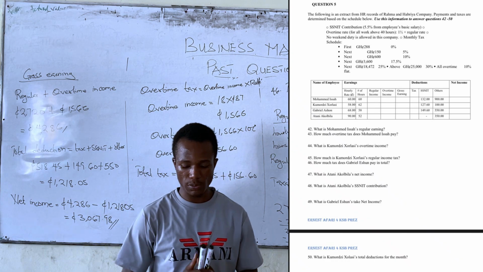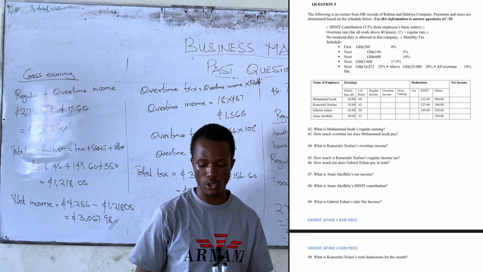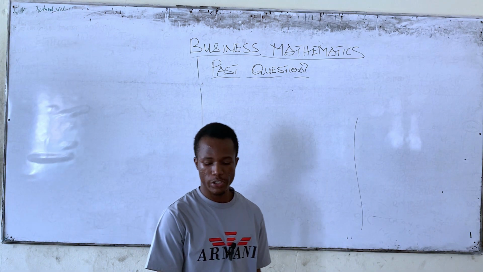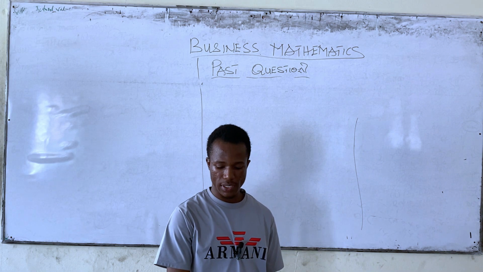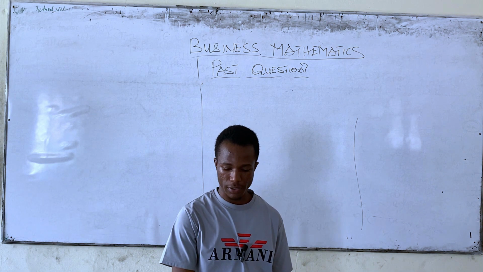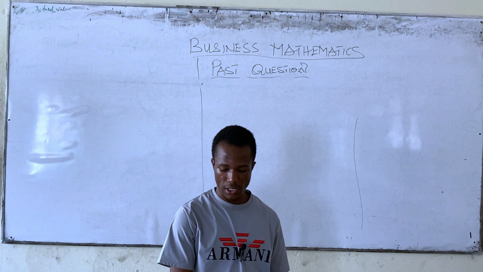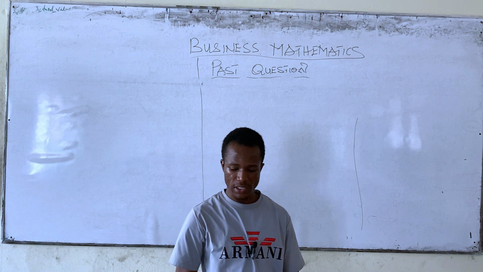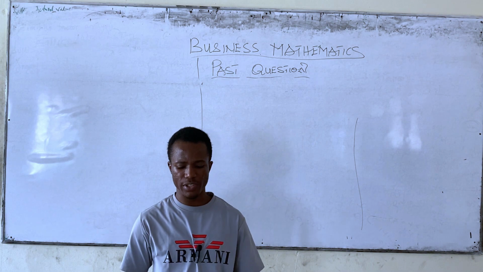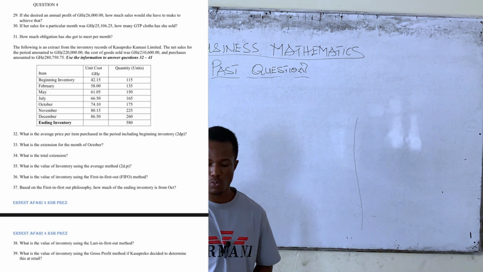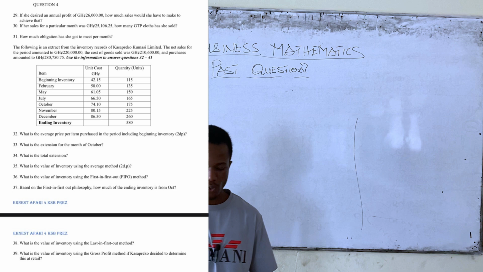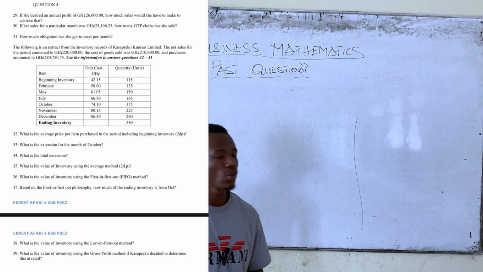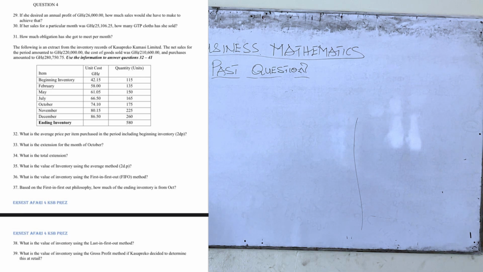Okay, so now let's move on to the next question, under inventory and turnover. So now let's solve a question under inventory. So it says the following is an extract from the inventory records of Casapreco Kumasi Limited. The net sale for the period amounted to 220,000 Ghana cedis. Okay, so let's first write the parameters.